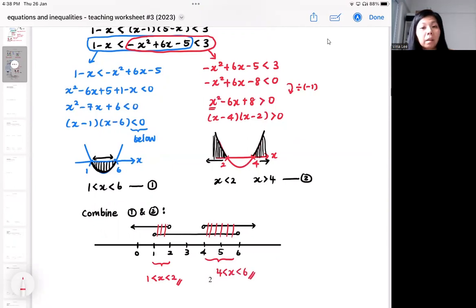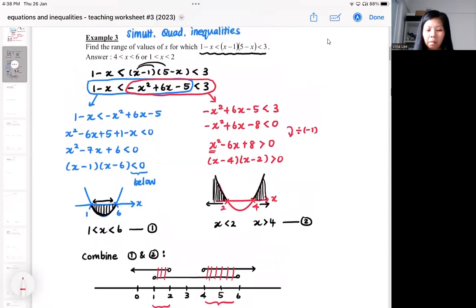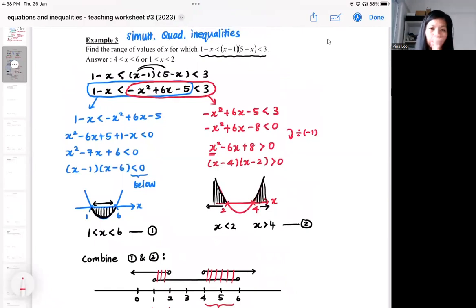So it's actually very lengthy when you do simultaneous quadratic inequality. You will have two sets of answers and you will need to combine the two sets of answers. If there is any single mistake, any tiny mistake, everything else is affected. So this one needs a bit of practice. It's called simultaneous quadratic inequality.